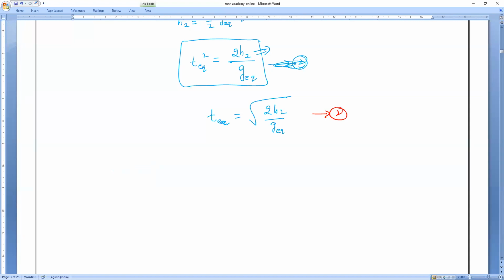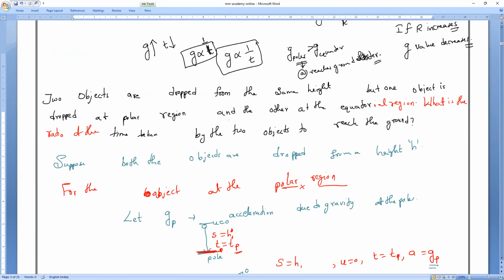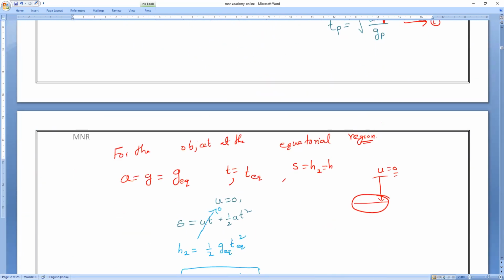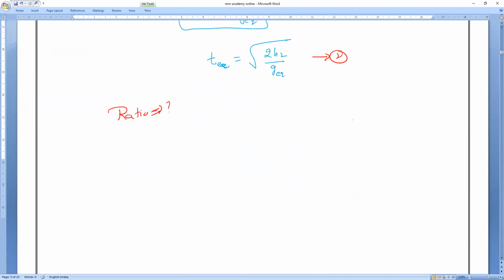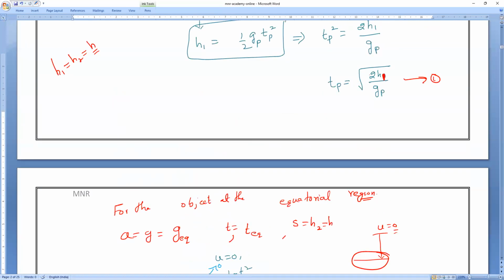So they're asking a ratio. Ratio of what, everybody? Check it, everyone. What is the ratio of the time taken by the objects to reach the ground? So can I take the time taken at the poles and the time taken at the equator? Any problem for anybody? Okay. So what is the time taken at the equator? Sorry, poles. Poles I want.